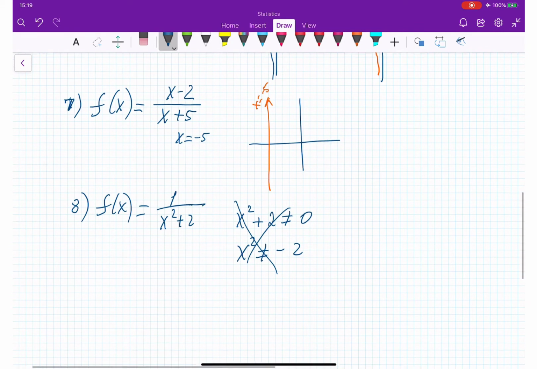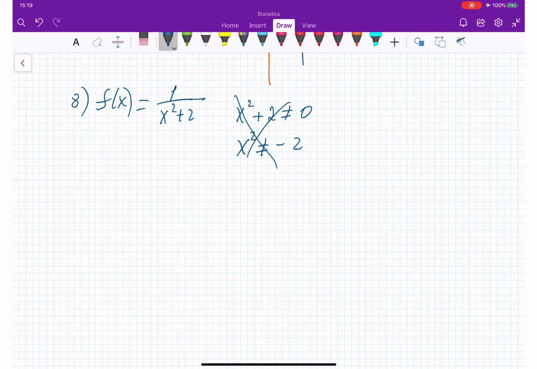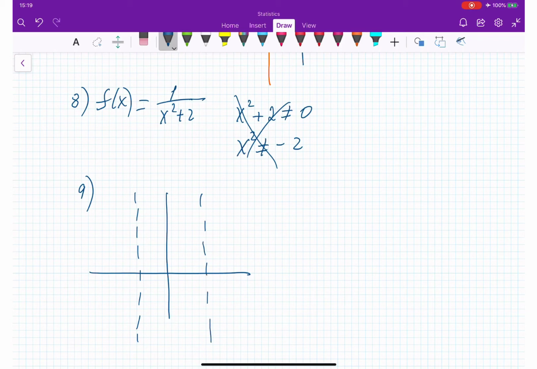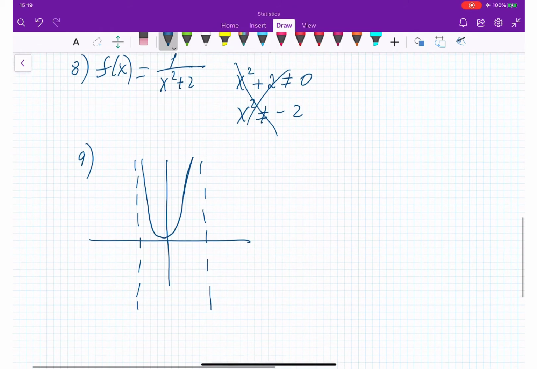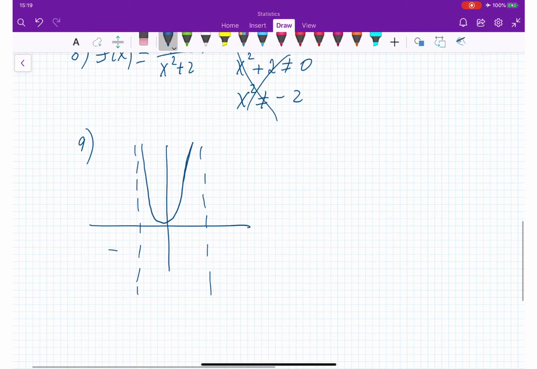Question number 9. So we have the following graph. So one graph it goes like this. Let me see. The other graph is coming like this. So these are all parts of one and same graph.